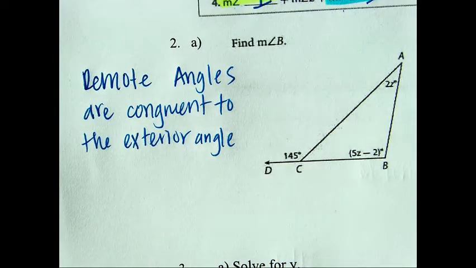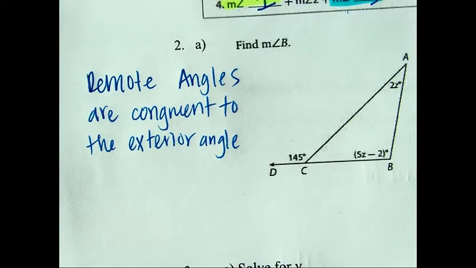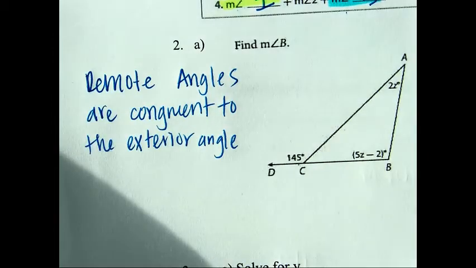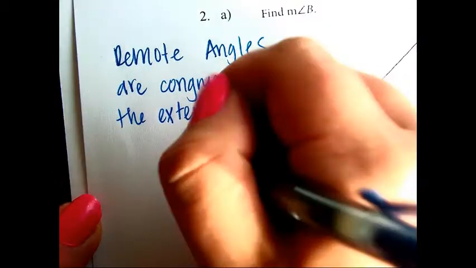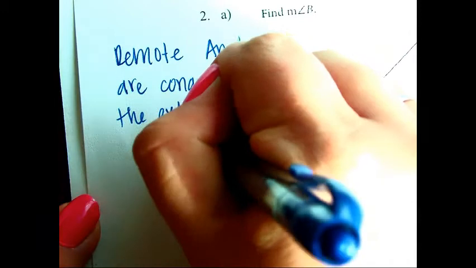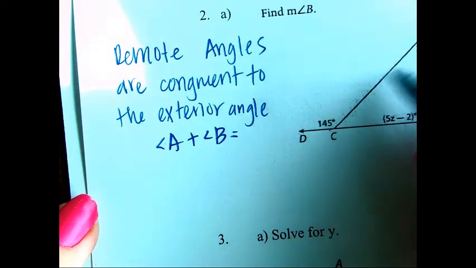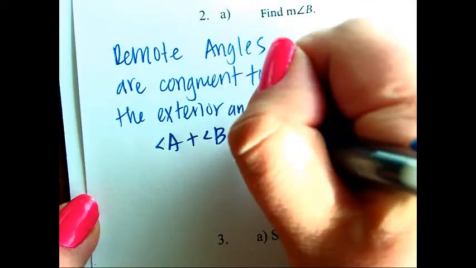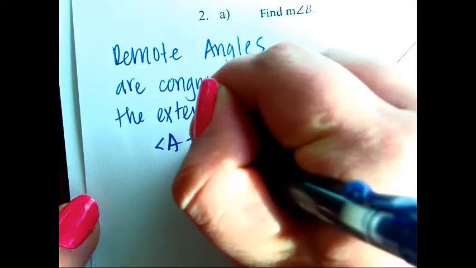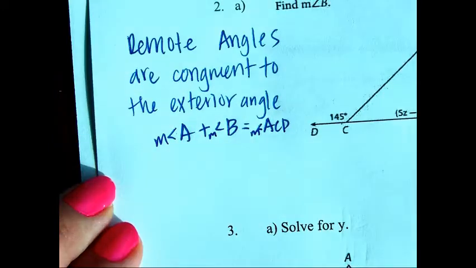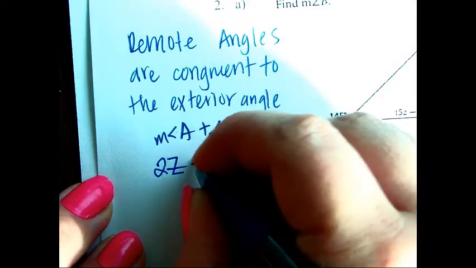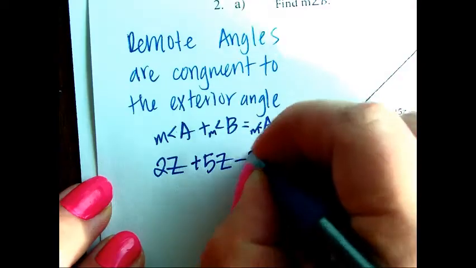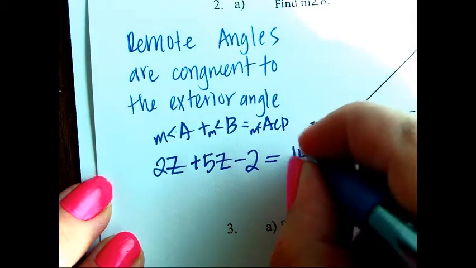So our goal is to find the measure of angle B. So what we have here is 145 on the exterior, angle A and angle B. So let's set this up. Angle A plus angle B equals the angle on the exterior, which is, we can call it ACD, the measure. So angle A is 2Z, and angle B is 5Z minus 2, and this is going to equal the exterior angle, the angle on the outside.